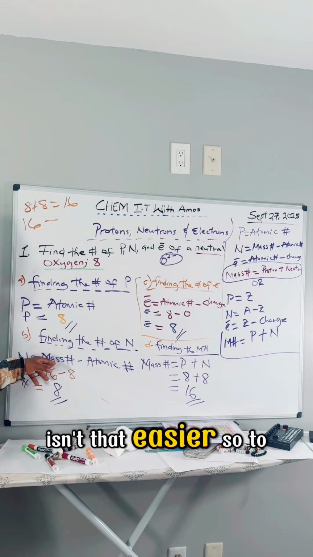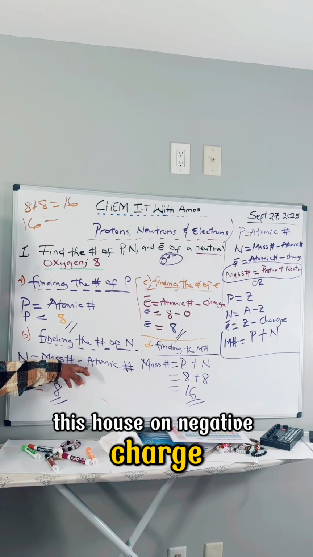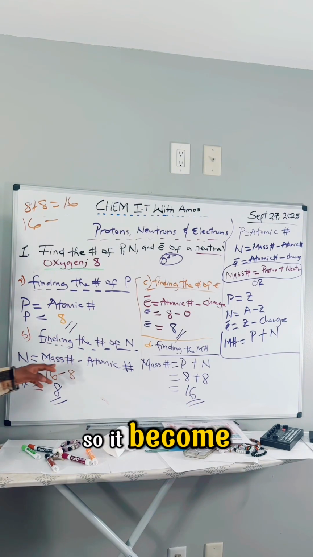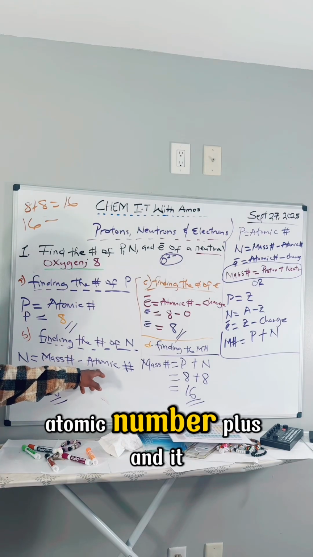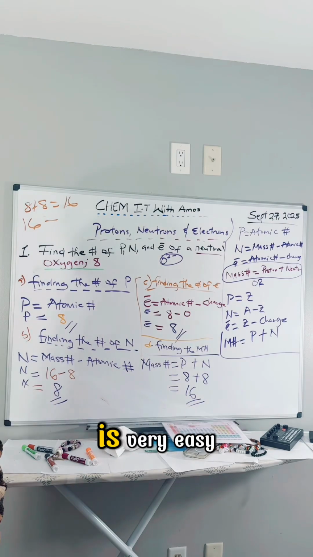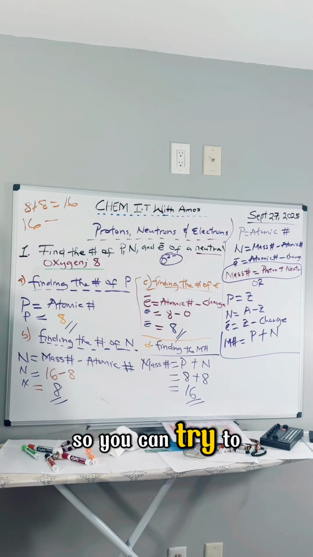Isn't that easier? So to do this, this has a negative charge, so it was sent across. It became a positive charge, so it became atomic number plus N. It gives us the mass number. It's very easy.